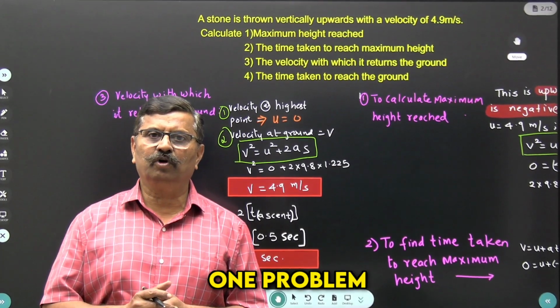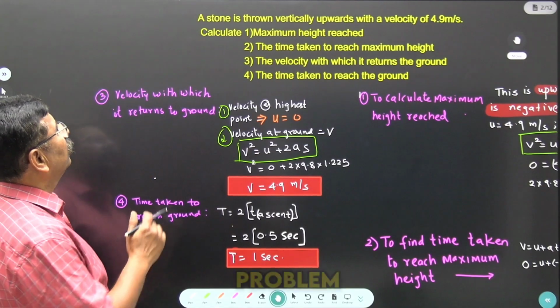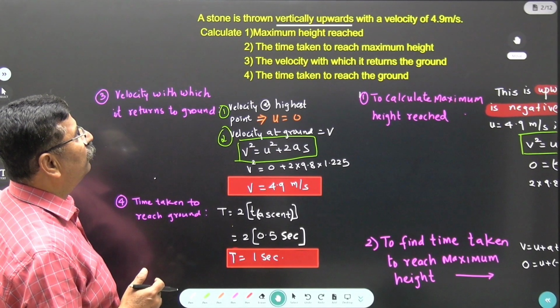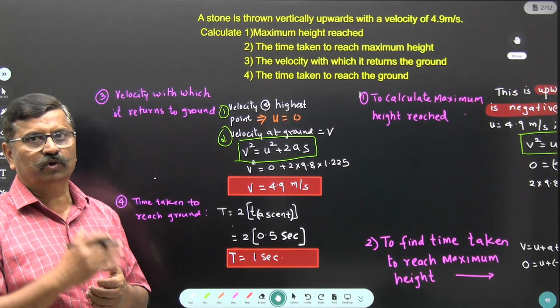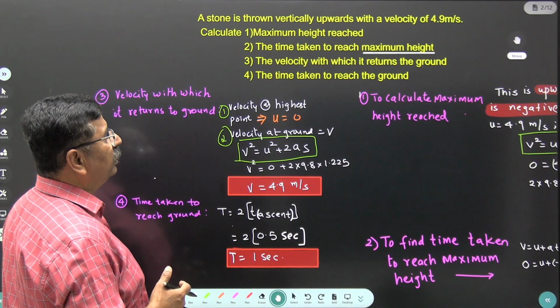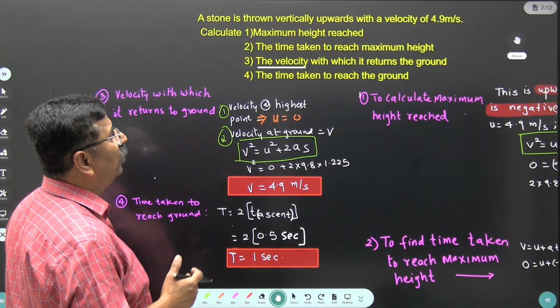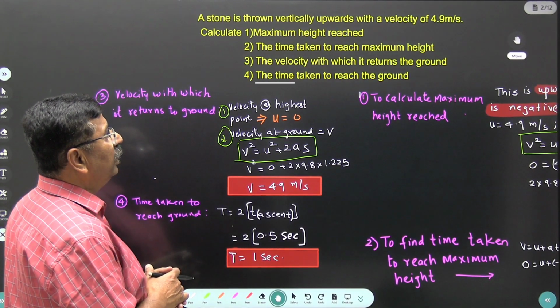Today we will do one problem on motion under gravity. Now let us read the problem. A stone is thrown vertically upward with a velocity of 4.9 meter per second. Meaning this is the upward portion. Calculate the maximum height reached, the time taken to reach the maximum height, third, the velocity with which it returns to the ground, and fourth, the time taken to reach the ground.